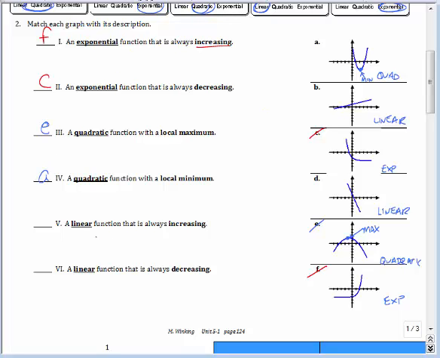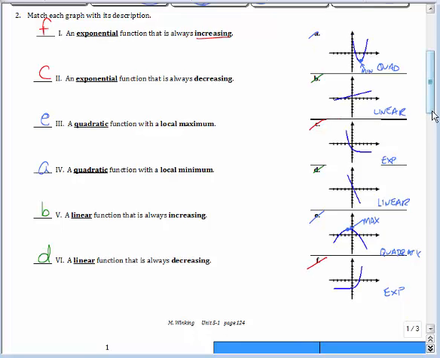And finally, next, a linear function that is always increasing. So which line is going up from left to right? This one from left to right is going uphill, so it looks like b. And this one's going downhill, so b is a linear function that is always going up. The last one, a linear function that is always decreasing. If you look at this one, from left to right, it's going down. So that would be d. Alright, I'll stop here and I'll start the next video in just a moment.